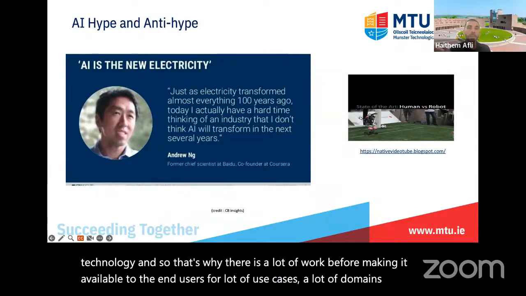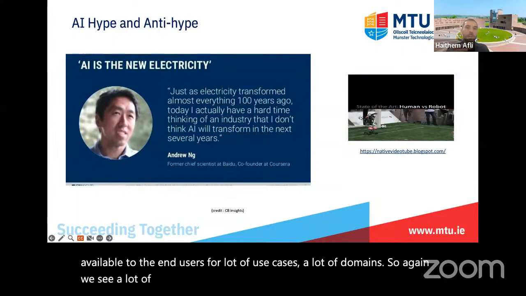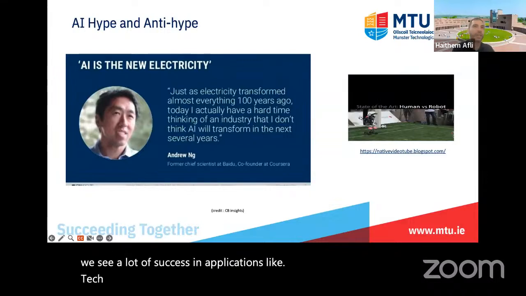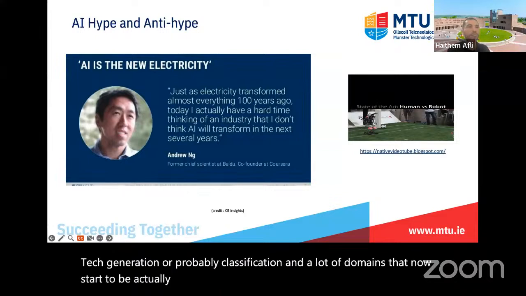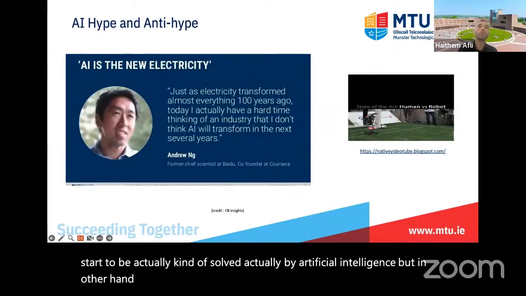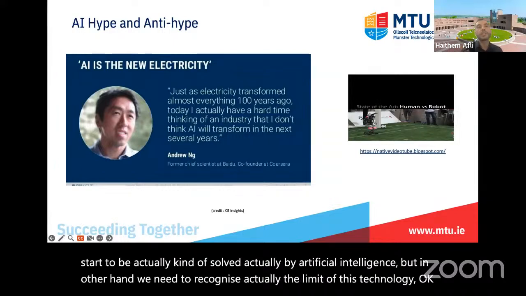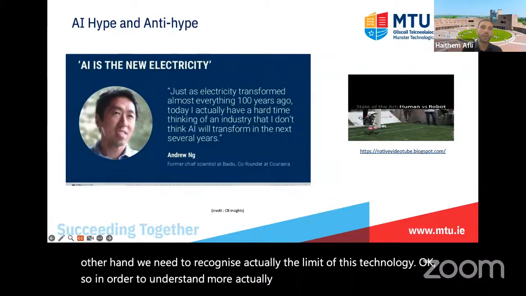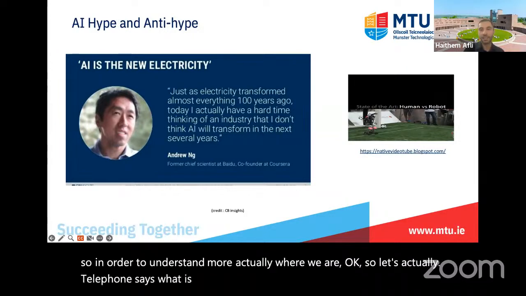So again, we see a lot of success in applications like text generation or classification, and a lot of domains that now start to be kind of solved by artificial intelligence. But on the other hand, we need to recognize the limits of this technology. Okay, so in order to understand more where we are, let's try to understand what AI is in general.